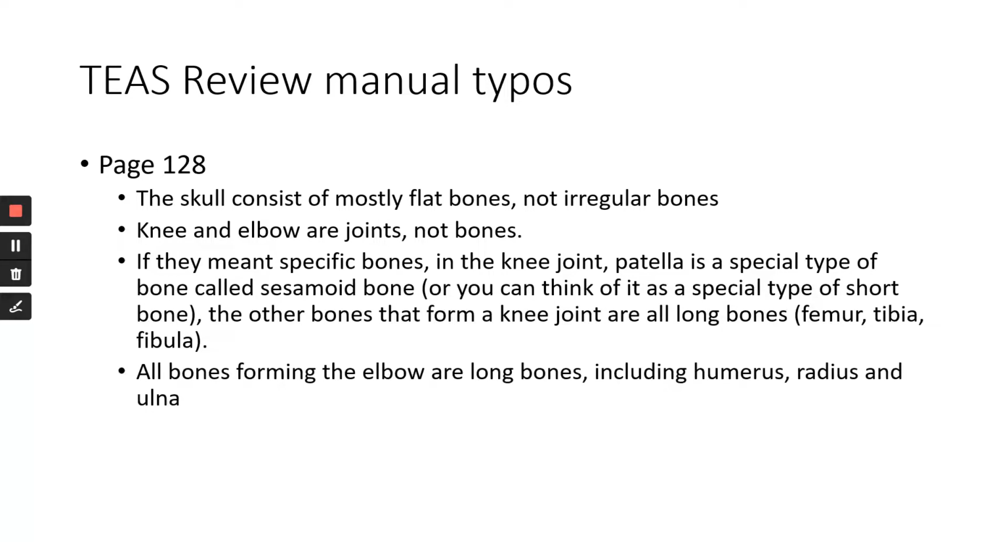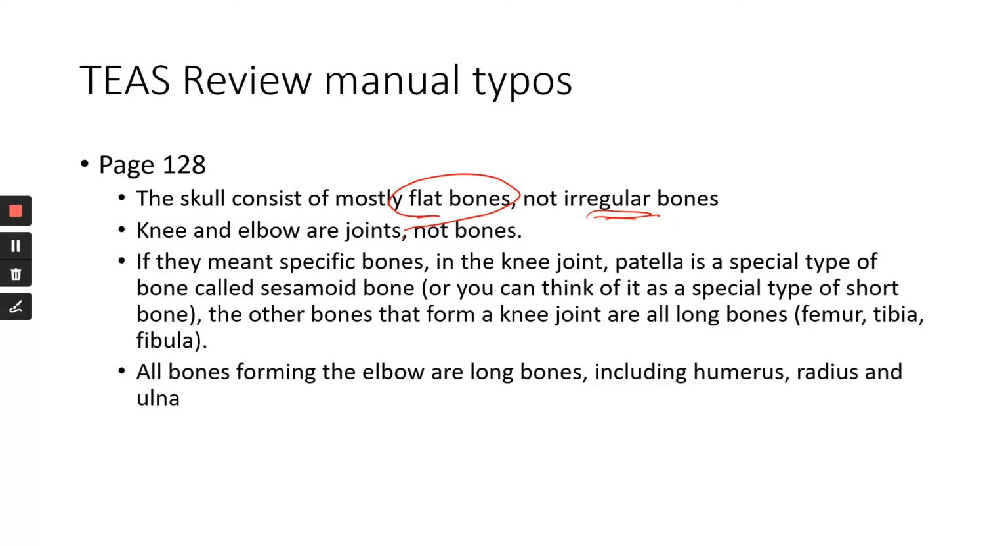On this slide, I just want to point out some of the typos in the official study manual. I don't know if it's just inaccuracy in the language or some other reason, but I don't like some of the wording. For example, on page 128, the skull consists mainly of flat bones and not irregular bones. Most of the bones in the skull are actually flat bones. Remember, we talked about the frontal bone, and then you have parietal bones, occipital bones, and those are all flat bones.